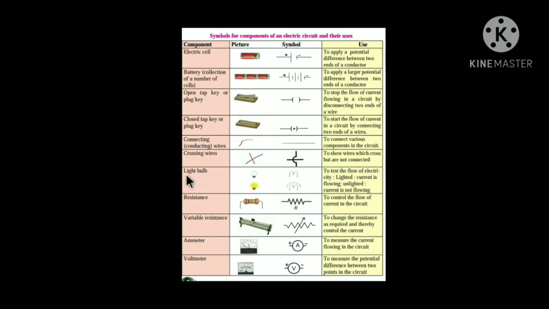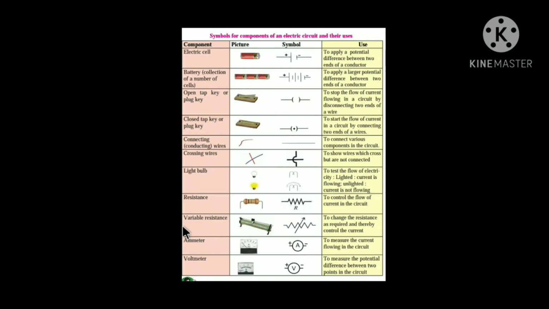Then lighting bulb or light bulb. The picture is like this. Symbol. This is a lighted bulb and this is an off bulb. Used to test the flow of electricity. If lighted, current is flowing; unlighted, current is not flowing. Okay. Then resistance. The picture is like this. The symbol is like this, to control the flow of current in the circuit.